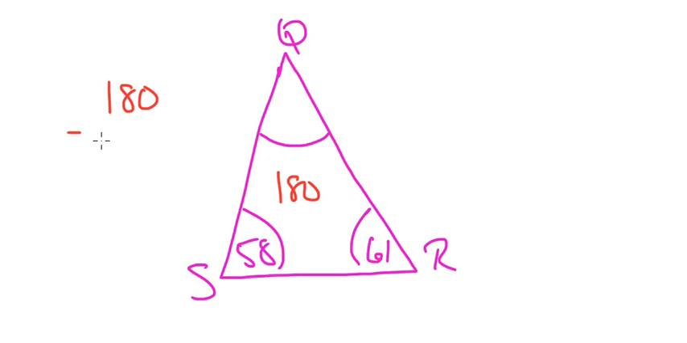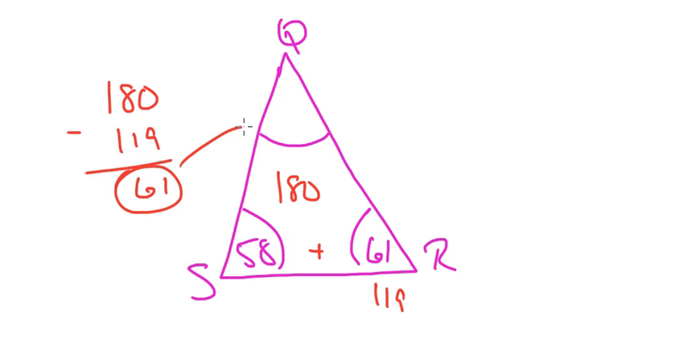I'm going to add 61 and 58 together. And that's going to give me 119. I'm going to take that 119 and subtract it from 180, and I'm going to get 61. And that's the number that goes up here. So the question is, which sides of the triangle are the same length? And the sides that are the same length are going to be what?